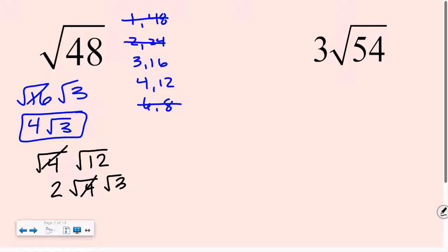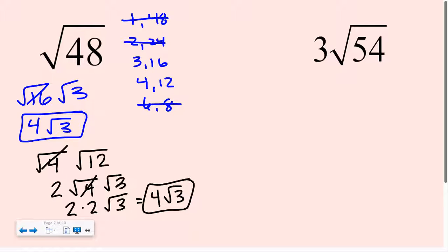And the square root of 4 is, now I've got 2 times the square root of 3. Since my 2's are both on the outside, I can multiply them together, and I get 4 square root 3. The bigger the perfect square, the less work it is. But if you don't remember them or you don't get them all, you should just check to make sure you've broken it down completely.